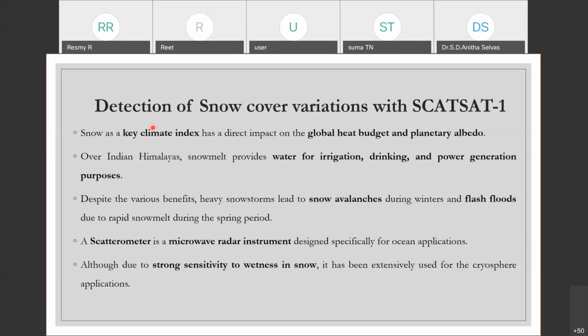Over the Indian Himalaya, snow melt provides water for irrigation, drinking, and power generation. Despite the various benefits, heavy snow storms lead to snow avalanches during the winter, and flash floods due to rapid snow melt during the spring period. A scatterometer is a microwave radar instrument designed specifically for ocean applications. Although, due to its strong sensitivity to the wetness of the snow, it has been extensively used for cryospheric applications.